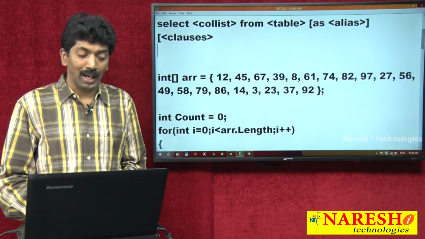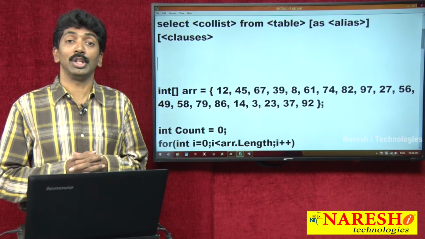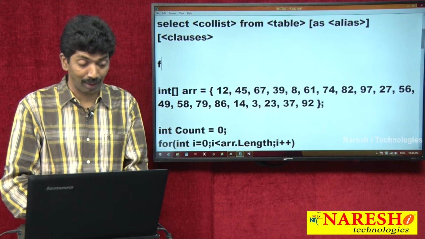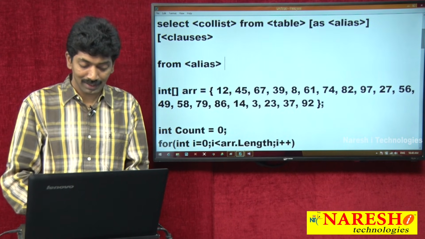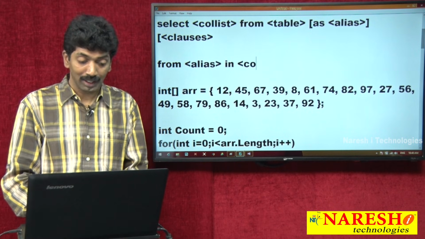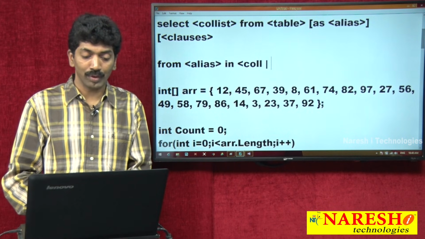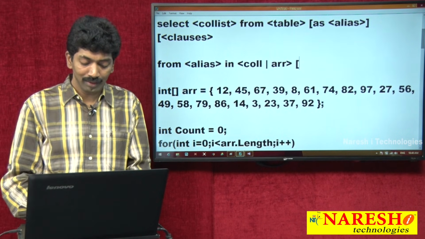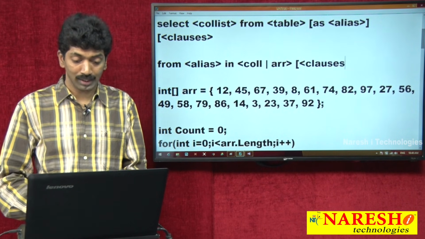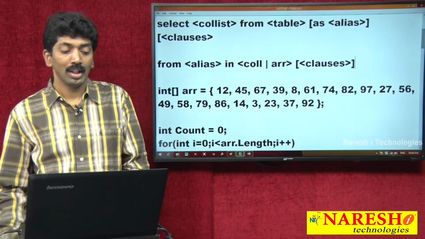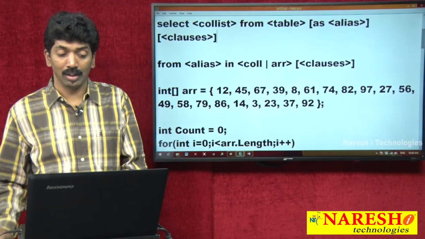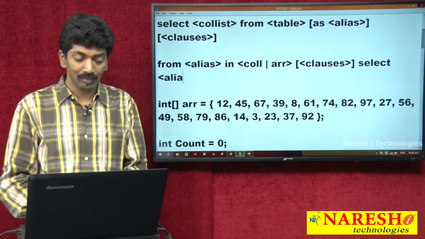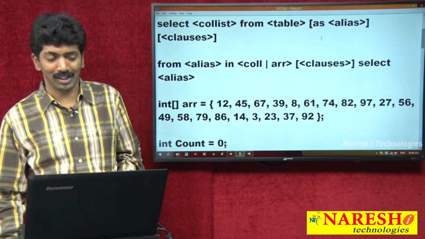Exactly, we have a query statement which can be used on an array or a collection also. How do you write it? Watch. From alias in collection or your array, then come the clauses. These clauses are always optional, not mandatory. Next, select alias. What does this say?